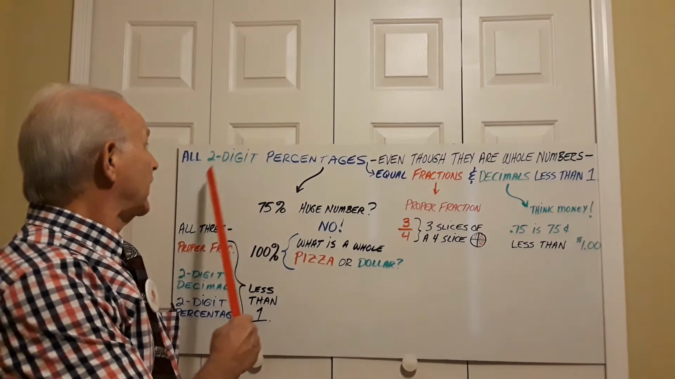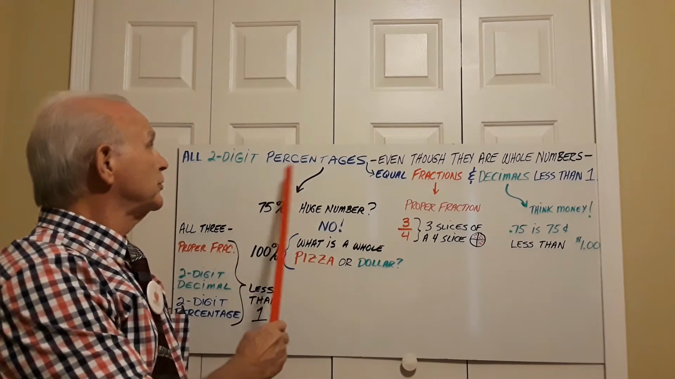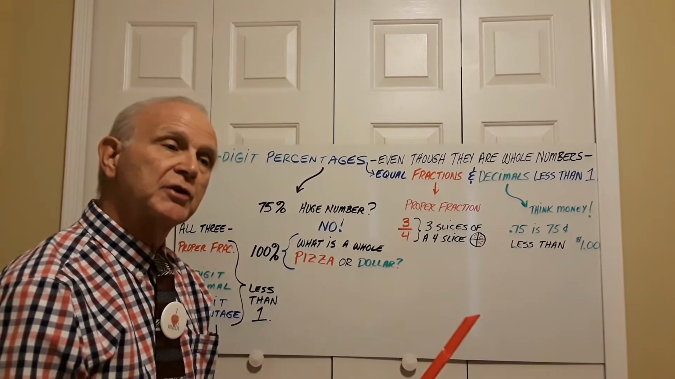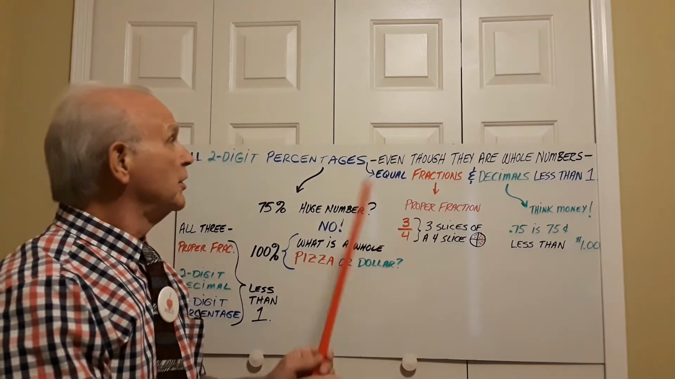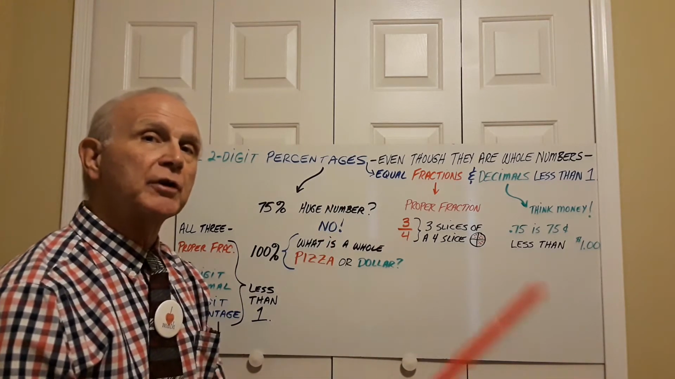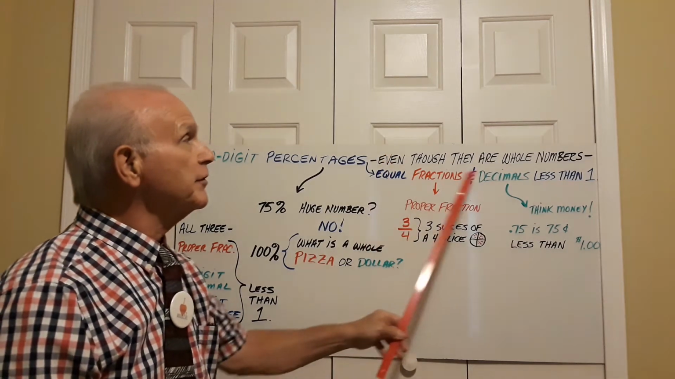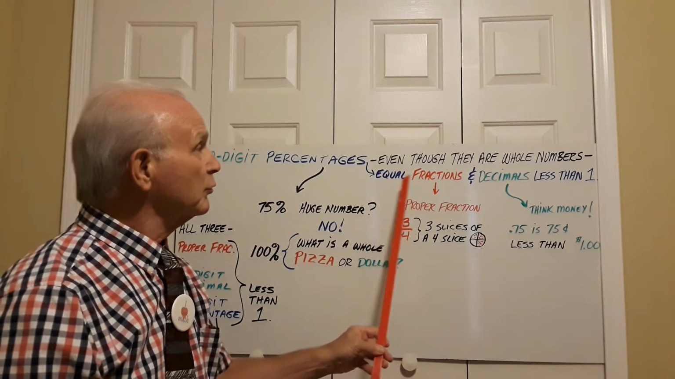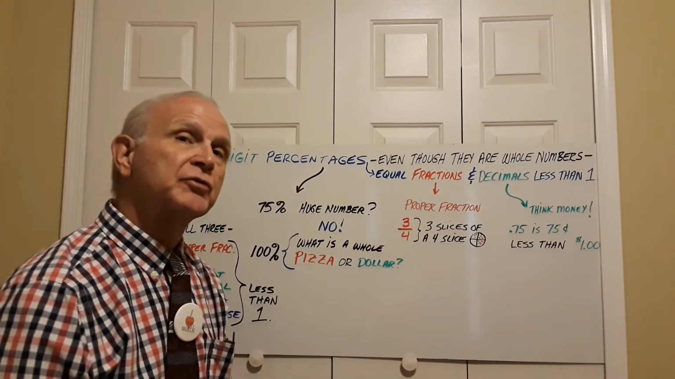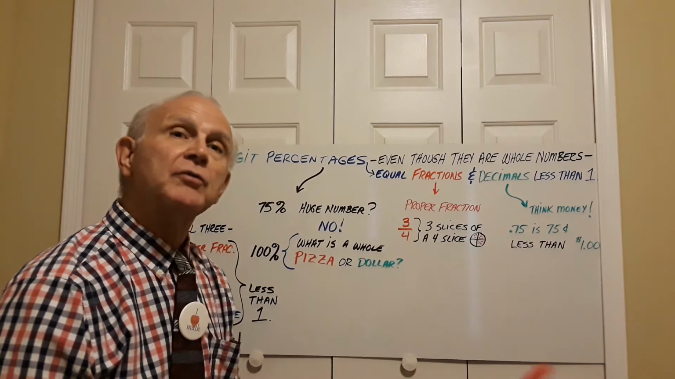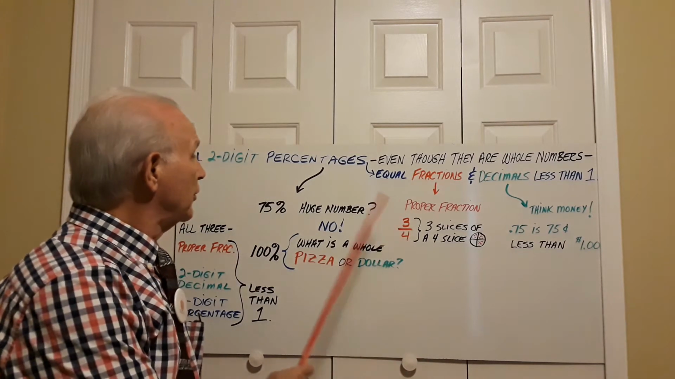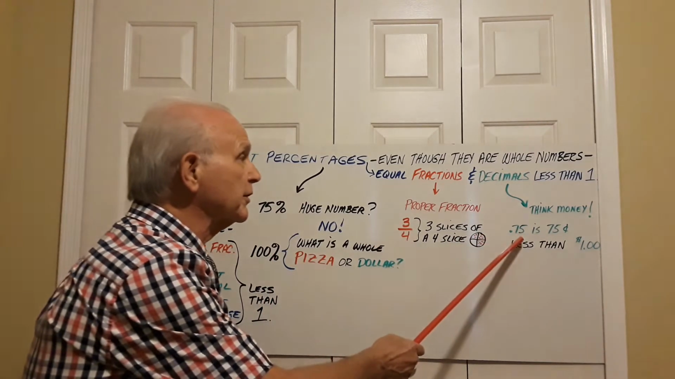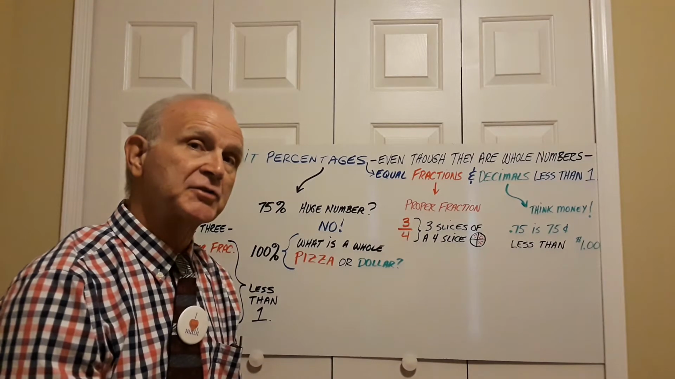All right. I write up here the heading, all two-digit percentages. A percentage with two digits, or of course 1 through 9. But most of the time we're going to be working with two-digit percentages. Even though they are whole numbers, all of them equal fractions and decimals less than 1. So I'm going to show you how this 75% here is actually the same as this 3/4 and the same as this decimal that's obviously less than 1.